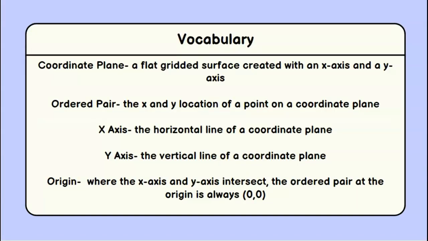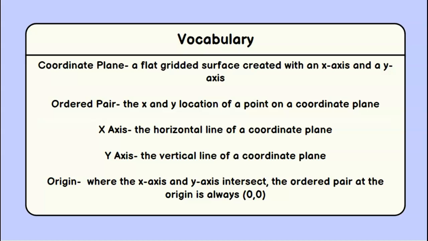Vocabulary for this skill is very focused on the skill alone, so a lot of these words you may have never heard of. We need to know what a coordinate plane is and recognize it as a flat gridded surface that's created by two intersecting lines called an x-axis and a y-axis. An ordered pair is what we'll be plotting on the coordinate plane. It is the x and y location of a point on the plane.